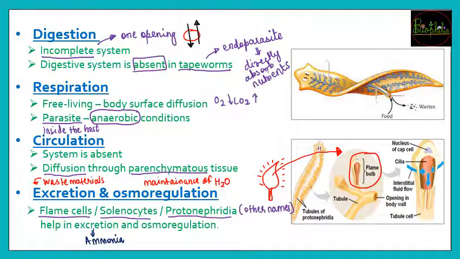So solenocytes, protonephridia or flame cells are going to be important characteristics of platyhelminthes. When you say platyhelminthes, flame cells should immediately strike your head. So flame cells are important with reference to platyhelminthes or the flatworms.